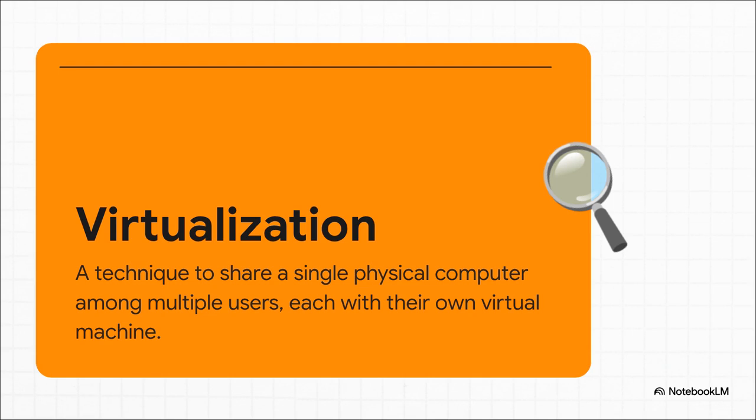So, what is virtualization? It's basically a technique that lets you take one single, really powerful physical computer and slice it up into many smaller, secure, and totally isolated virtual computers. So, multiple people can share the same piece of hardware, but to each user, it feels like they have their very own machine. Remember that resource pooling we talked about? This is how it's done. Virtualization is the engine that lets a giant data center serve thousands of different customers all at the same time.